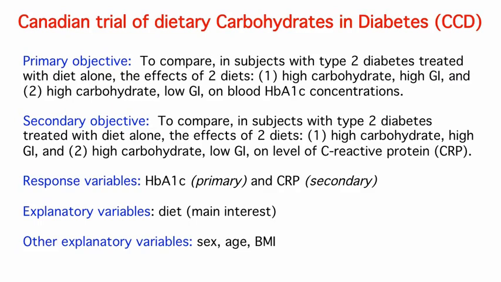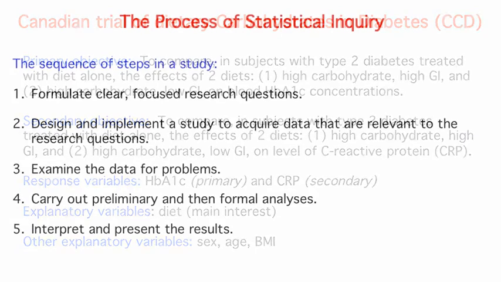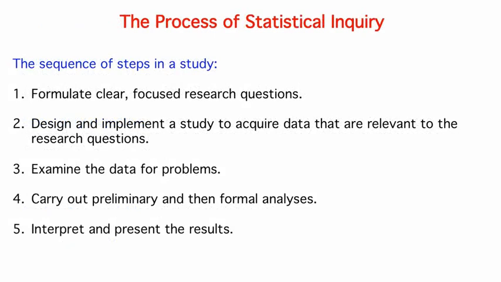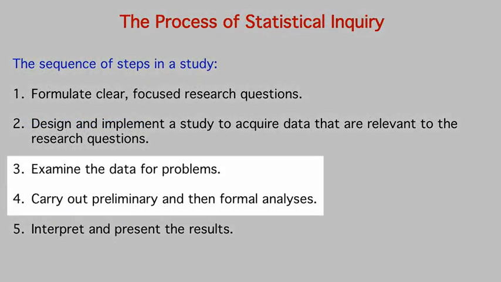As a secondary objective, we're interested in the risk of heart disease, so we'll look at the level of C-reactive protein in the blood. In addition to diet as an explanatory variable, we'll also take a look at sex, age, and BMI of the subjects. And we're working through these steps, the process of statistical inquiry. In this video, we're going to take our first look at the data. We'll be covering both step 3, where we'll use this first look to see if there are any problems in the data, and part of step 4, some of the preliminary analyses.